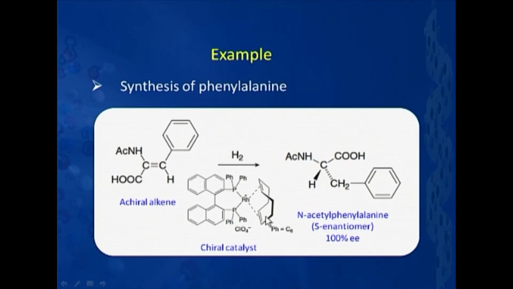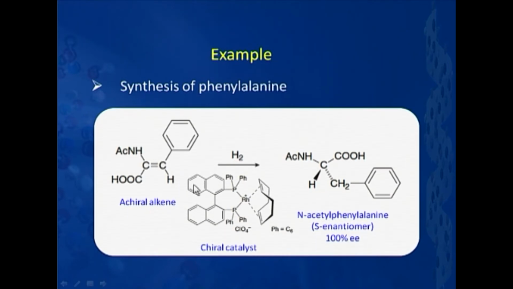This chiral catalyst is a very complicated one, which basically has two components. One is a rhodium compound here, and the second is this component here, a phosphorus compound called BINAP. It's an abbreviation of a long name, but we will not get into the names and things like that. For us, it suffices to know that we are using a chiral catalyst there.